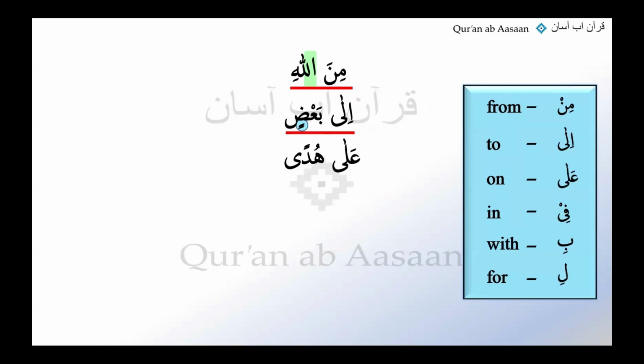All right, and then the next one, ala hudan. You tell me the coloring. Good, tanween blue and red underline. We have just done a similar one here, a Musa type noun. And the translation is on guidance. On some guidance is also correct. Good. All right, and then the next one is fi zulumatin. Yeah, tanween blue and red underline. It is in some darkness. In some darknesses, okay, that would be the literal English translation.